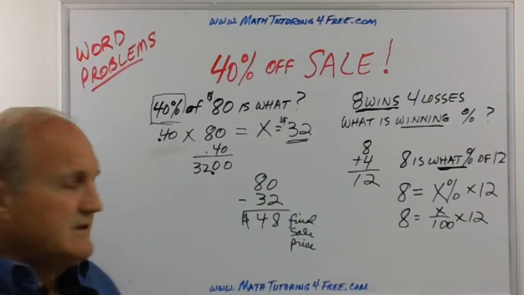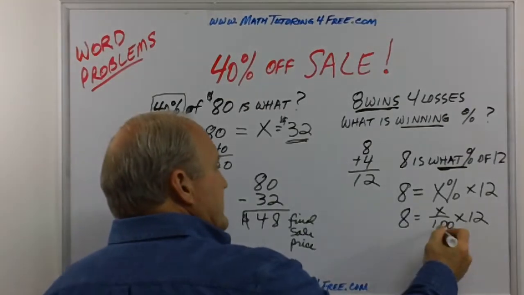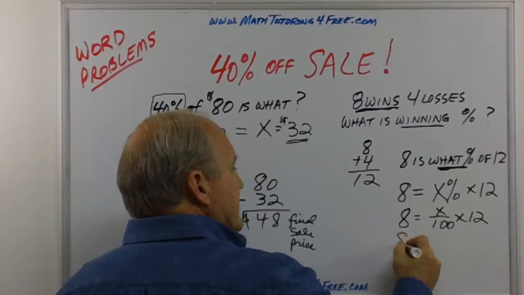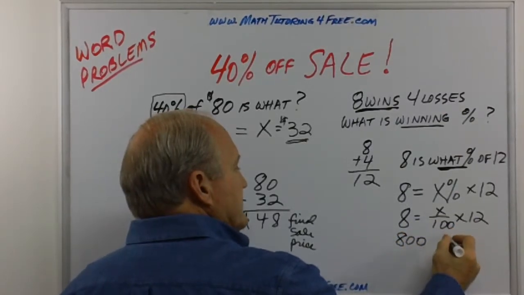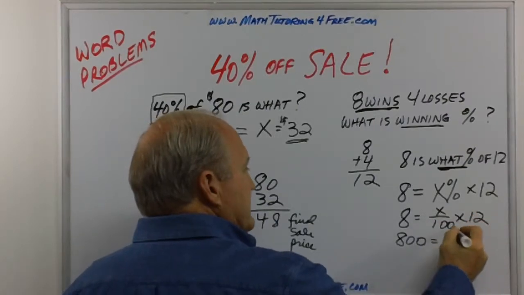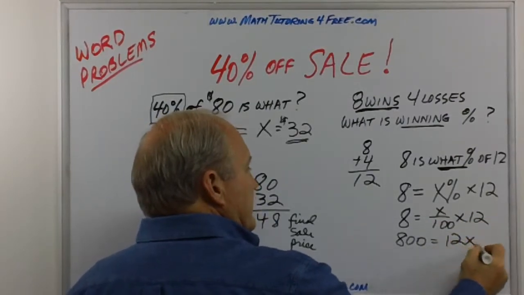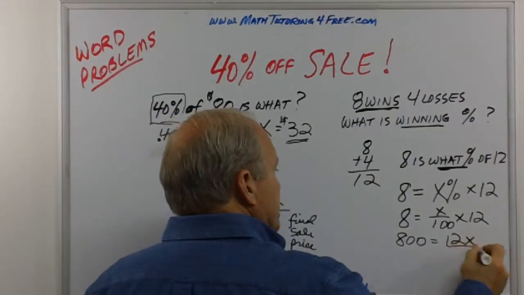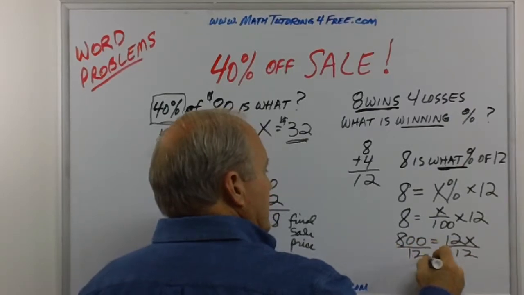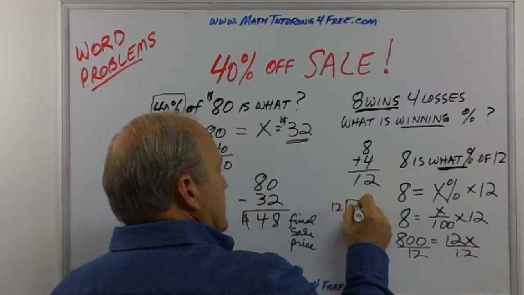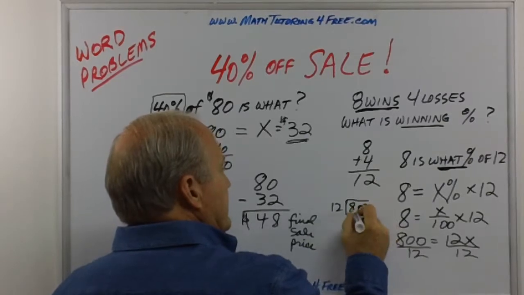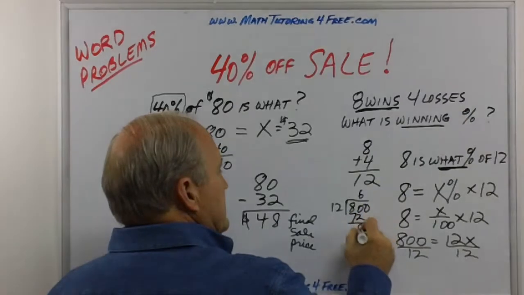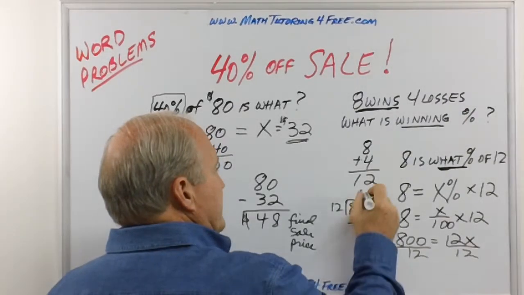can we solve for x? Well, the first thing is, let's get rid of the 100. We multiply both sides of the equation by 100. This becomes 800. This goes away, and this becomes x times 12. 12x, how do we solve for x? We divide both sides by 12. 12 goes into 800, rather. Let's see, 6 times 12 is 72. What do we have here? We've got a repeating decimal.